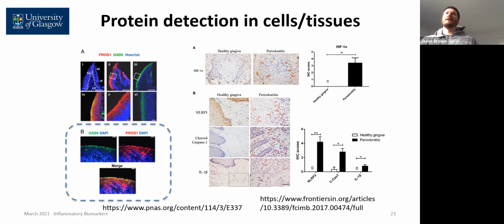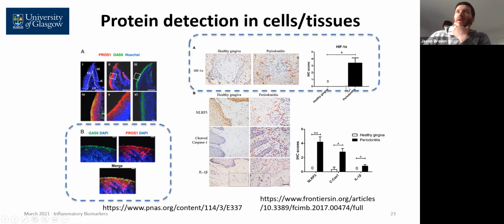On the right-hand side, you have an example of immunohistochemistry. This is a paper from a few years ago where the authors were looking at healthy gingiva and gingiva taken from patients with periodontal disease, and they were looking at markers of hypoxia. Hypoxia is just very low levels of oxygen. What they hypothesized was that patients with periodontal disease would be more hypoxic within their oral cavity, and therefore this should be identifiable when they look at the tissue biopsies.